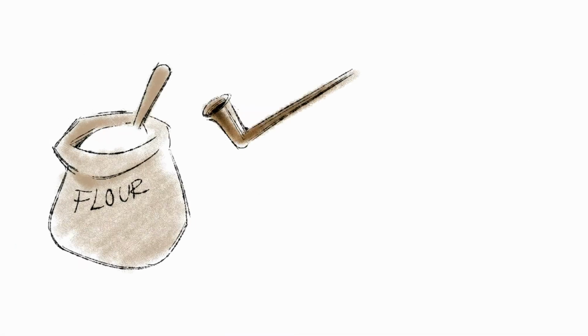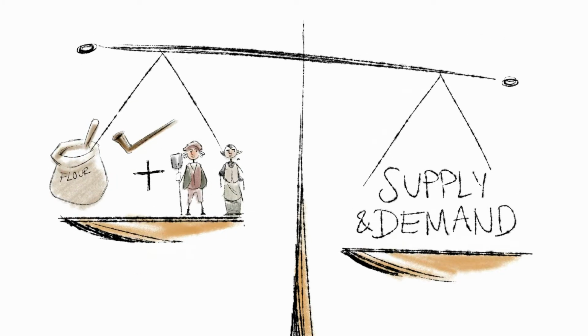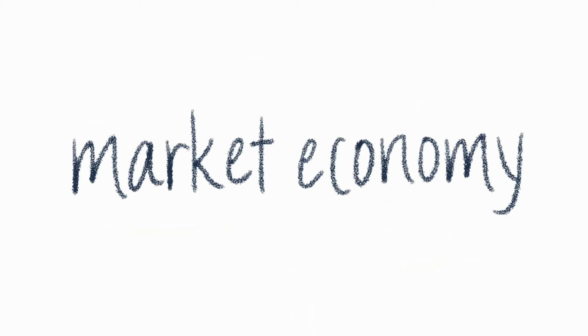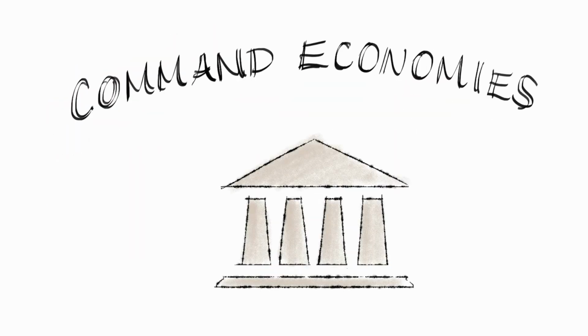Now, the production of goods and services is going to be based on the natural changes of supply and demand in the general market, and this is also known as a market economy. In contrast, economies where the production of goods and services is done through central planning, such as the government, are known as command economies.